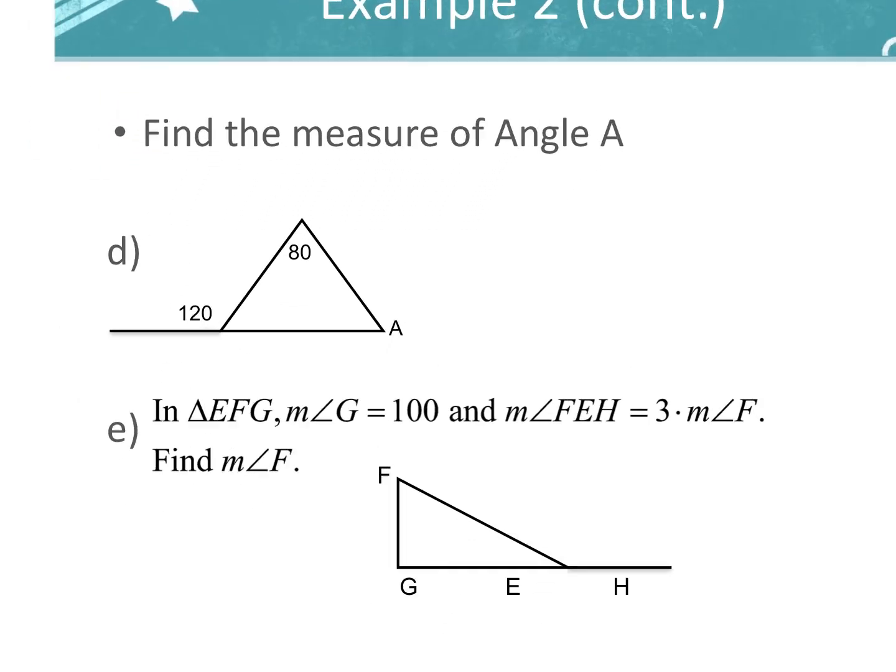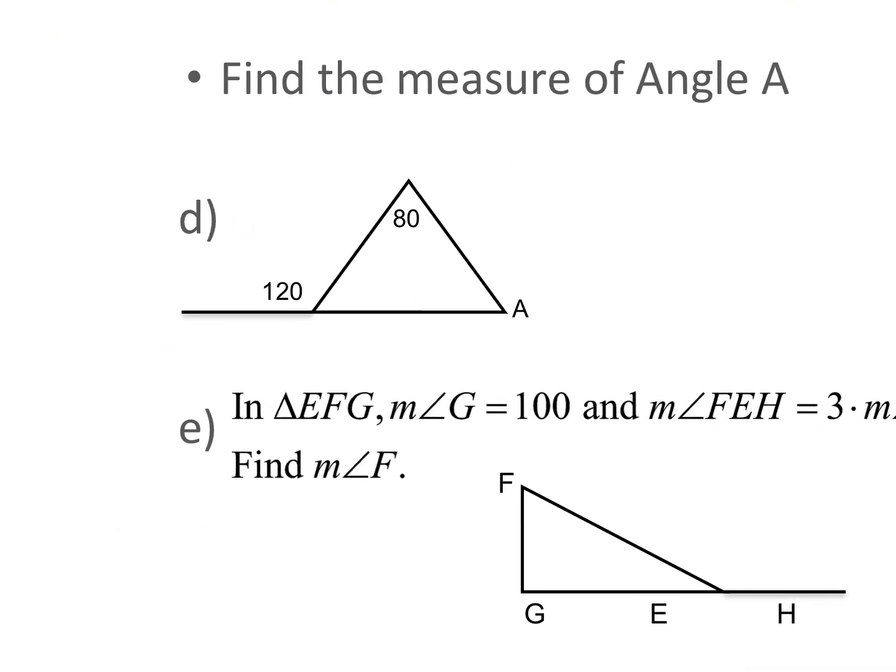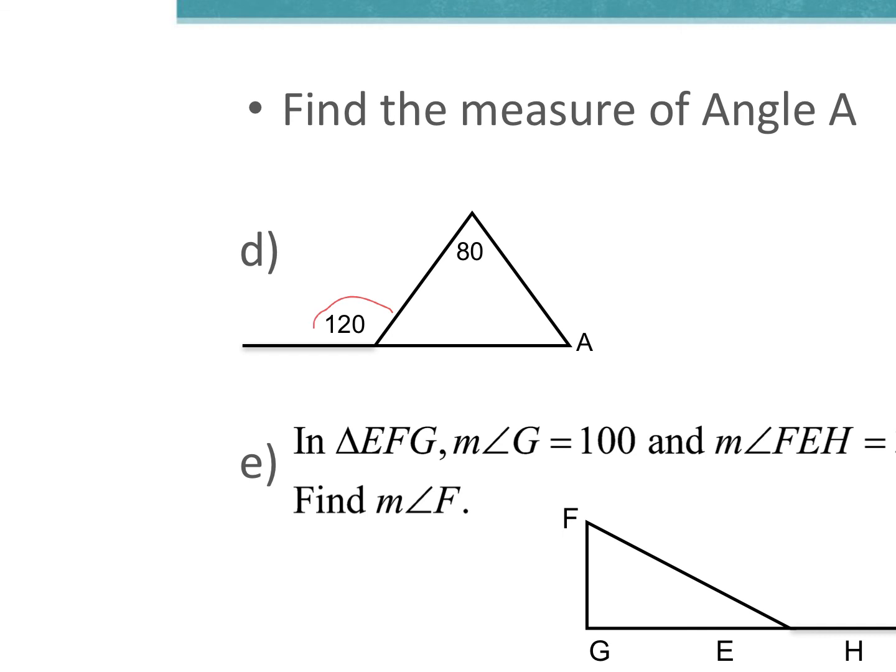All right, find the measure of angle A. So this is where we apply the exterior angle of 120. So we know that this exterior angle must be the same as the sum of this angle with this angle. So the measure of angle A plus the 80 degrees from this angle is going to be equal to 120. So how we find angle A is we subtract 80 from both sides. And we're going to get the measure of angle A equals 40 degrees.